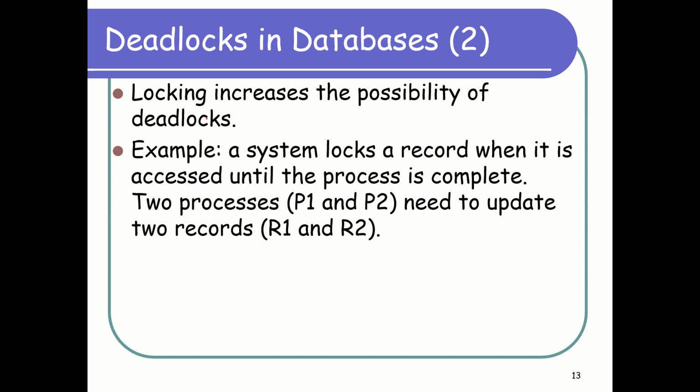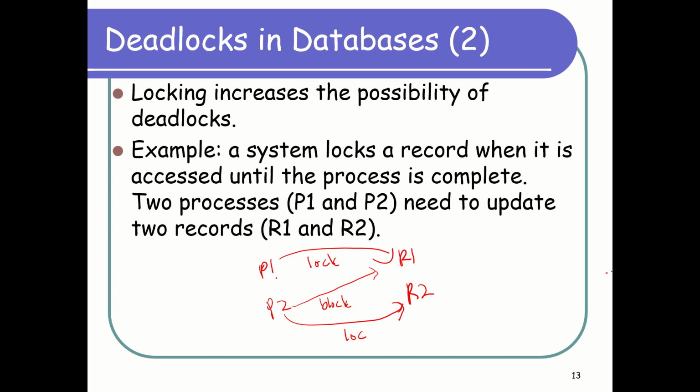Locking increases the possibility of deadlocks. Example: a system locks a record when it is accessed until the process is complete. Two processes P1 and P2 need to update two records R1 and R2. So if P1 accesses R1, this is locked. So let's say P2 wants to access R1, it will be blocked. Same with P2 now accessing R2, so it is locked. And if P1 tries to access R2, it will be blocked. So this is a deadlock in databases.